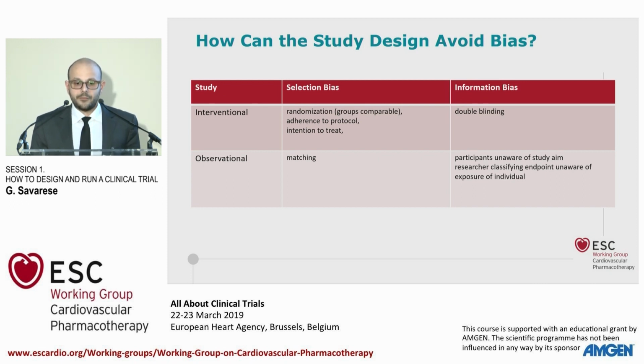How do we face information bias in interventional studies? We perform double blinding, whereas in observational studies, in order not to have an information bias, participants should be unaware of study aim, and researchers should classify endpoint unaware of exposure of individuals.